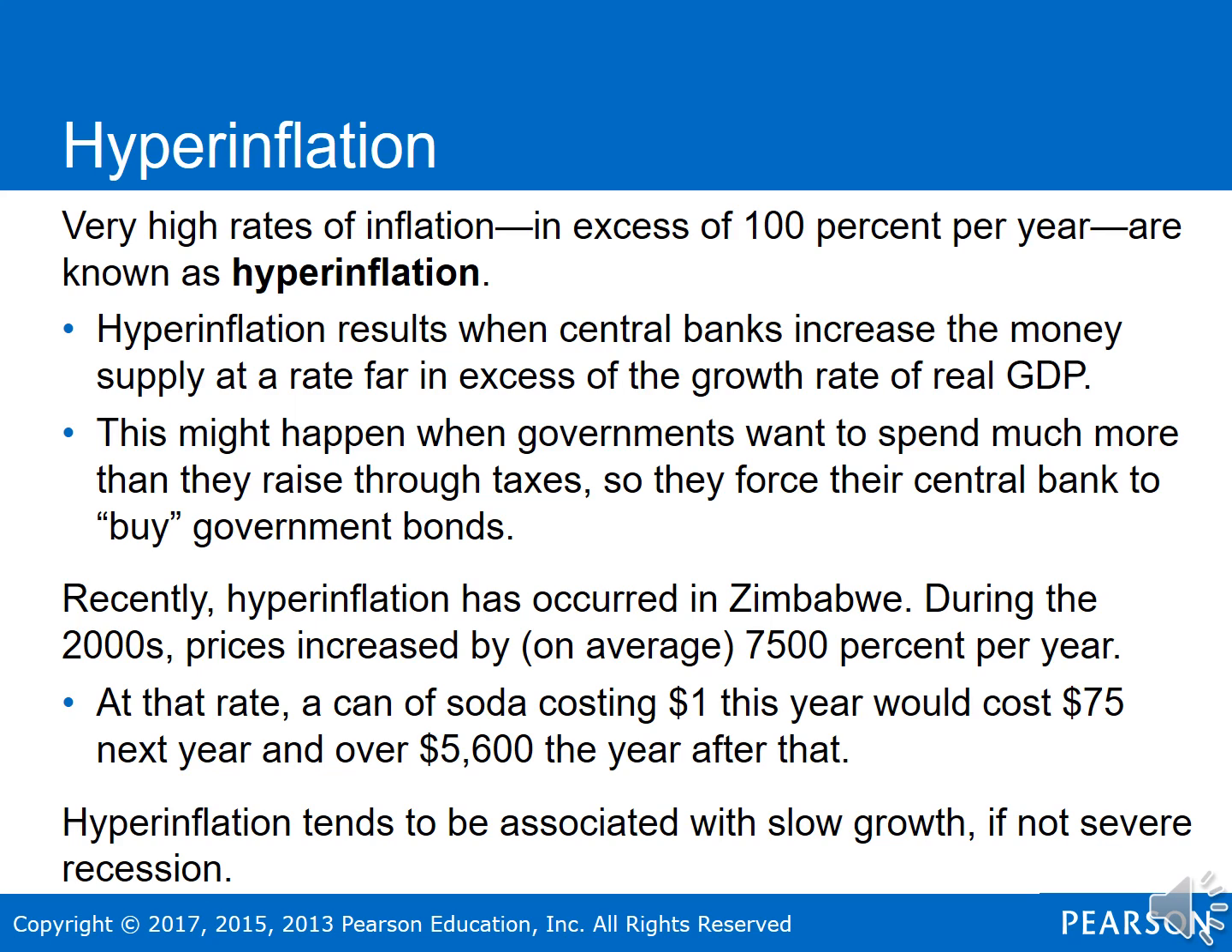So using the quantity theory of money, we can understand the reason for very high rates of inflation. Why do some places and sometimes have hyperinflation, or extremely high rates of inflation? Basically, hyperinflation is caused by central banks increasing the money supply at a rate far in excess of the growth rate in real GDP. Often this happens because governments want to spend more money than they raise through taxes, so they force the central bank to buy government bonds and use that to increase the money supply.